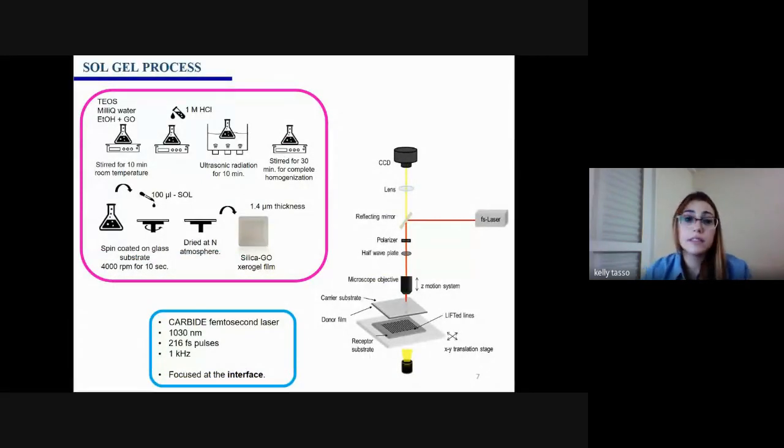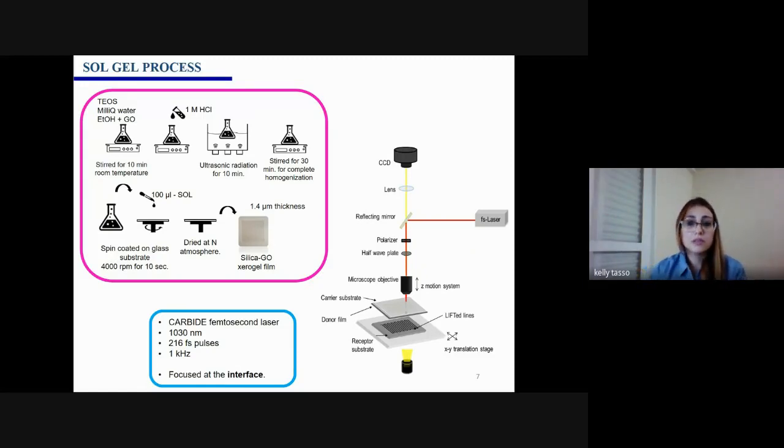In the study, we used the tetraethylorthosilicate as a precursor, which we call TEOS. The matrices were synthesized using the sol-gel process through the hydrolysis of TEOS in acidic medium in the presence of graphene oxide. The films were prepared from the sol by the spin coating technique, resulting in films of approximately 1.4 micrometers.